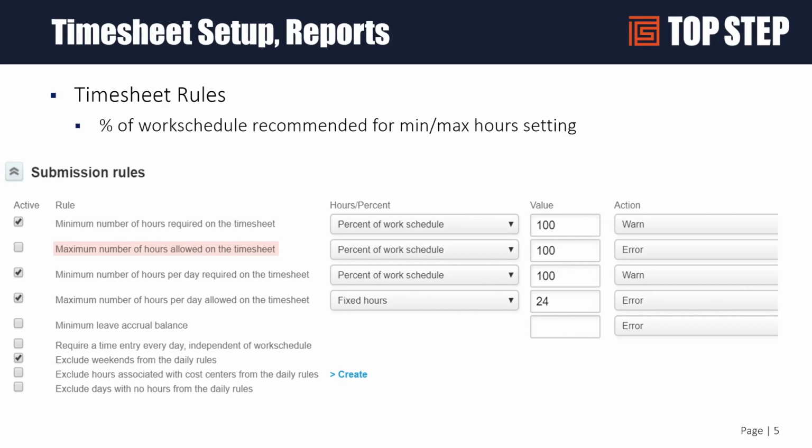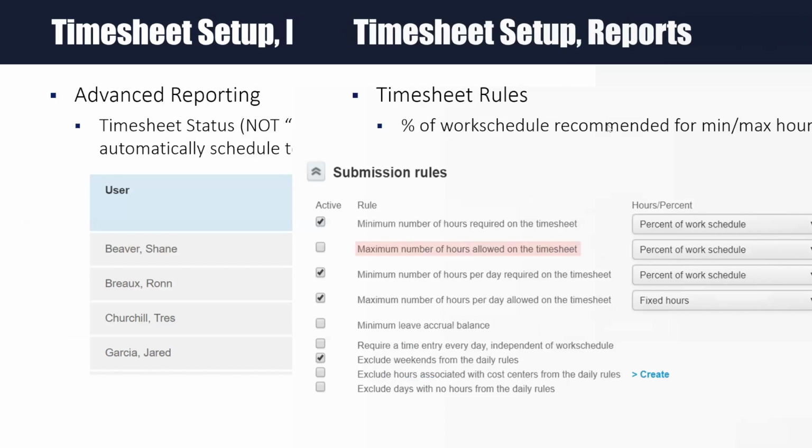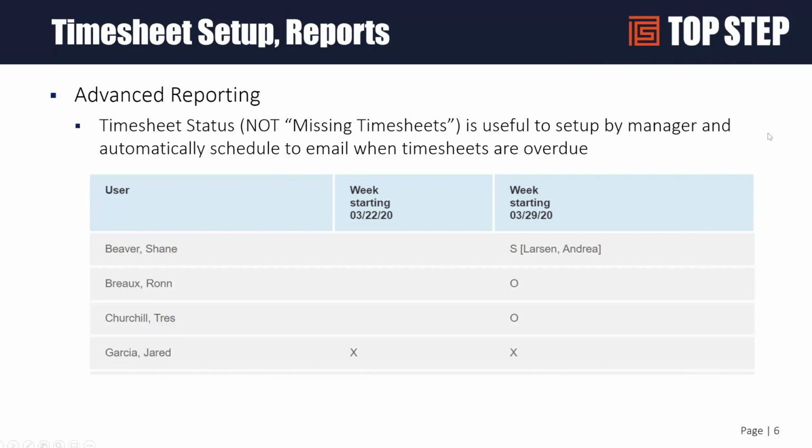As far as the report is concerned, this is what the advanced report looks like that's under the timesheet status report. You can set it for as many time periods as you'd like. In this case, I'm showing 2, and our time periods are set to weeks.